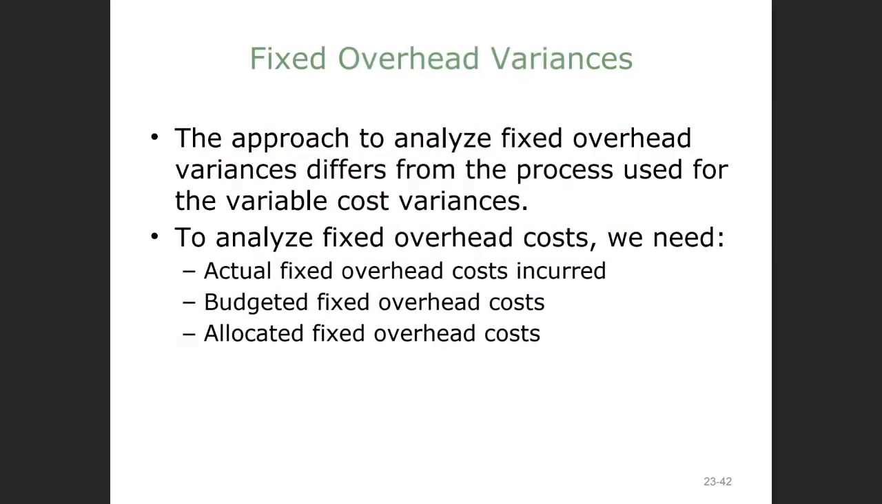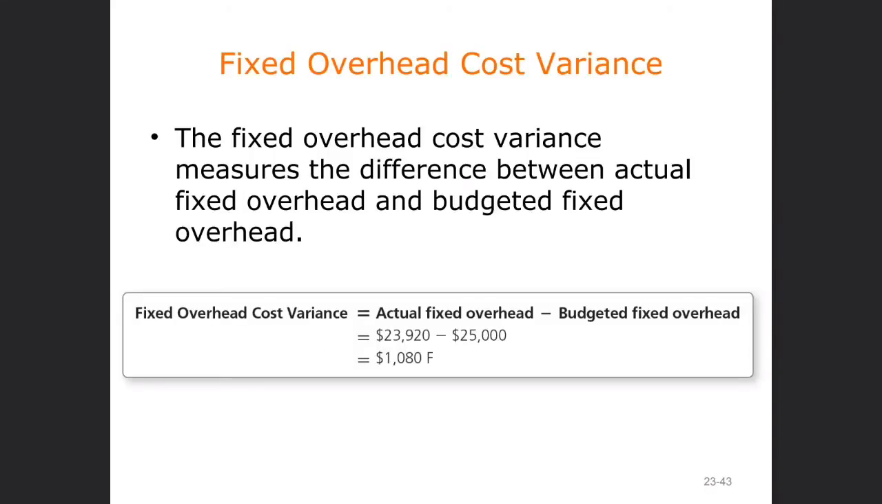The approach to analyze fixed overhead variances differs from the process used for the variable cost variances. To analyze fixed overhead cost, we need the actual fixed overhead cost incurred, the budgeted fixed overhead cost, and the allocated fixed overhead cost. The fixed overhead cost variance measures the difference between actual fixed overhead and budgeted fixed overhead. The fixed overhead cost variance is going to be actual fixed overhead minus budgeted fixed overhead.